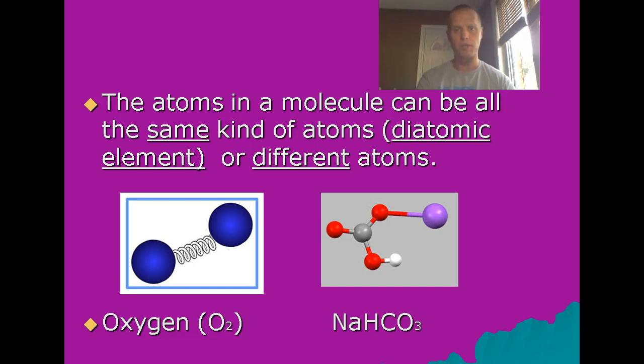So the atoms in a molecule can all be the same kind of atoms or different atoms. So, for example, oxygen is a molecule. This is elemental oxygen. It is an element because it's the purest form of oxygen that we have, O2, but it has more than one oxygen, so therefore it is a molecule. Now, this is baking soda, sodium bicarbonate. It's made up of the elements sodium, hydrogen, carbon, and 3 oxygens there. And that is made up of different types of atoms.